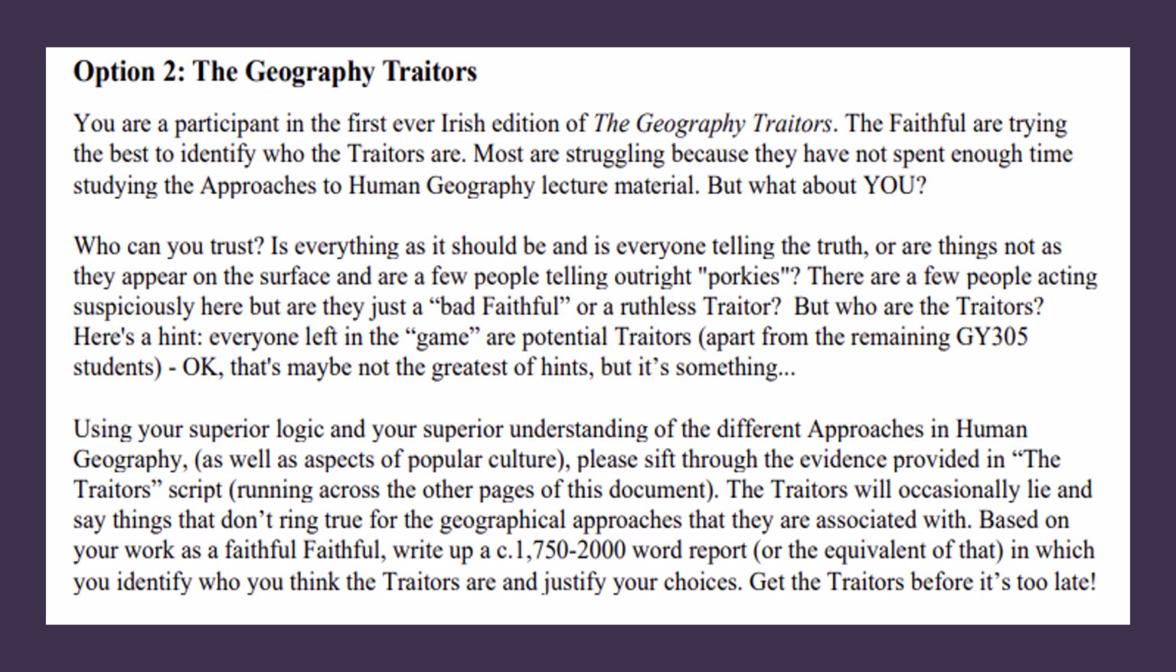They are showing characteristics of being a ruthless traitor. On the other hand, even if that character is saying or doing things that really are annoying people, but what they're saying or doing is true to their approach, then that character is probably going to be a faithful, or even at the worst case, a bad faithful.